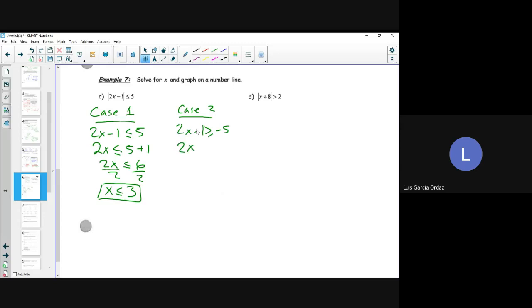So we're going to move the 1 over. So we got 2x is greater than or equal to negative 4. Divide both sides by 2. And we get x is greater than or equal to negative 2. So if I were to have a number line, how would I draw my solution on a number line?